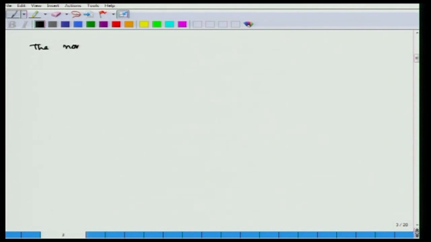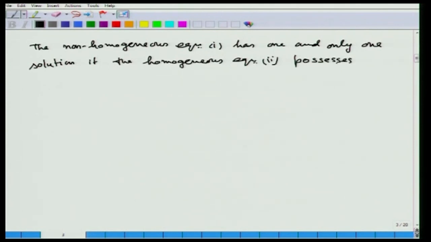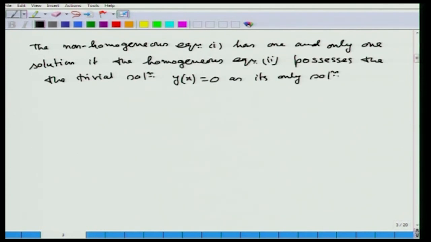the non-homogeneous equation 1 has one and only one solution if the homogeneous equation 2 possesses the trivial solution y(x) equal to 0 as its only solution. So, this is actually the statement of the Fredholm alternative theorem.